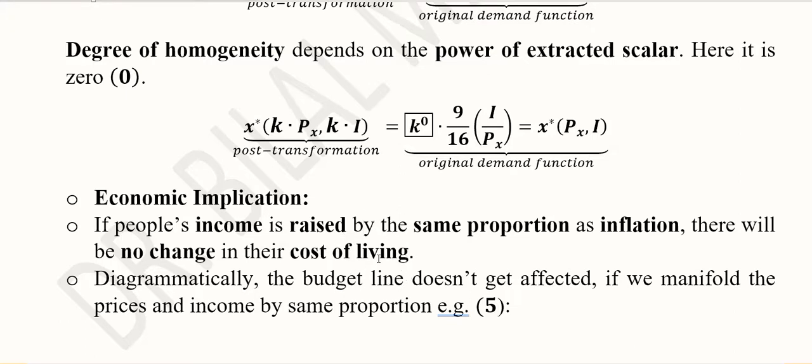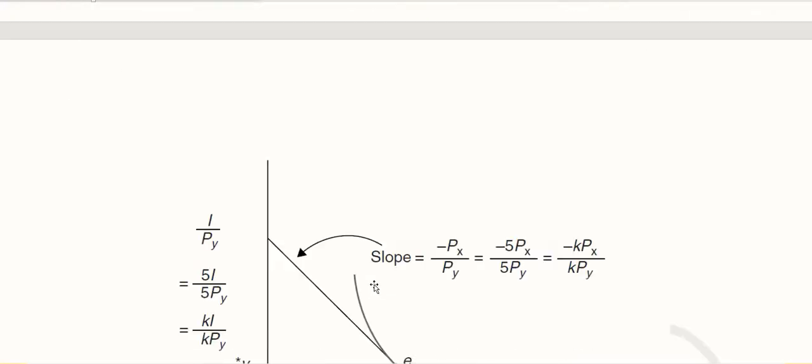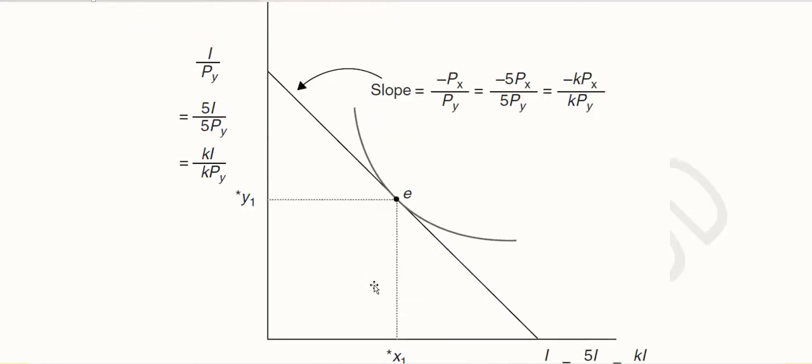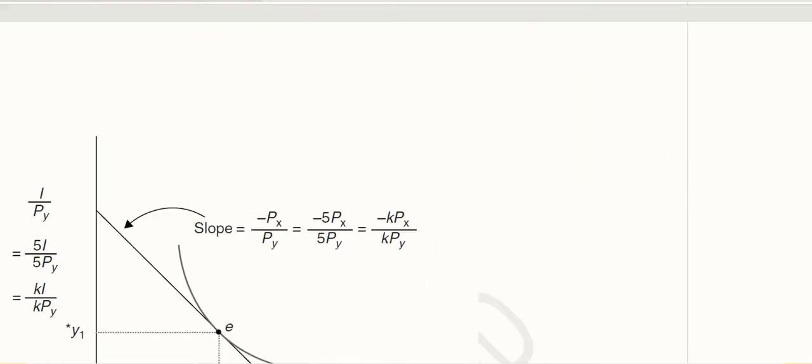It is just like they will remain at the same point of consumption even if the income has increased as well as the prices have also been increased. Let us see what happens if we increase the prices and income by a certain proportion, so that it becomes 5 times what it was before, the income as well as the prices. So diagrammatically it will have a certain situation that we can see here in this brief diagram.